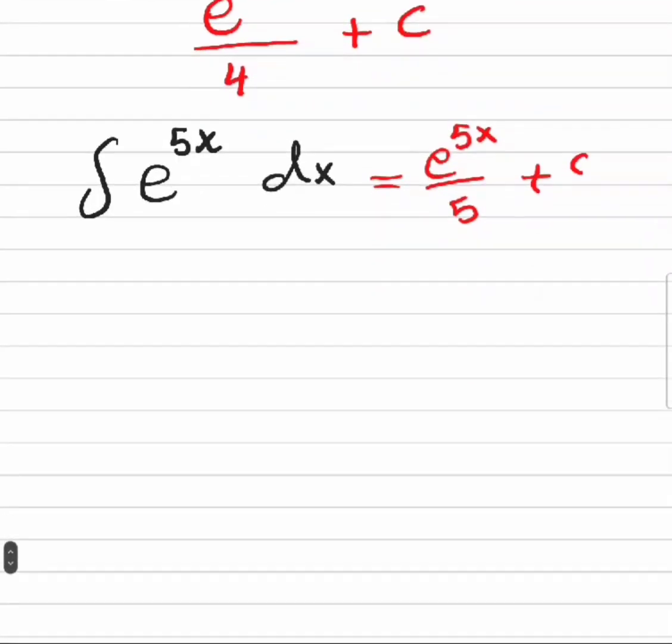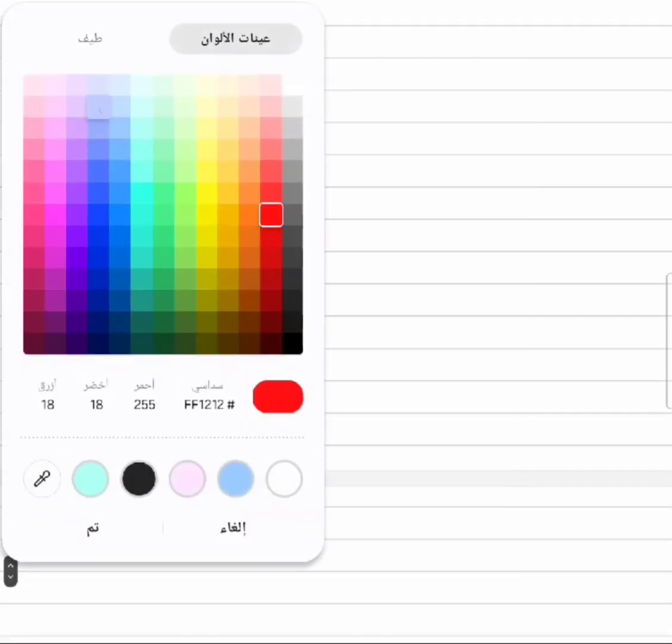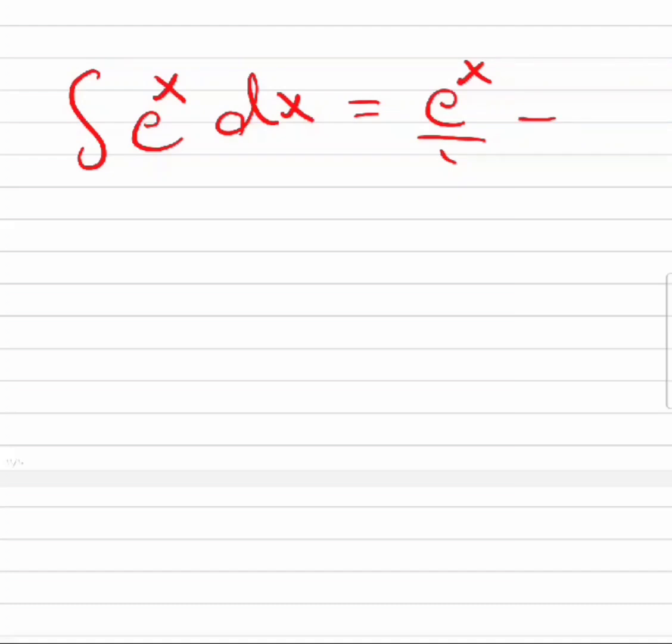So what about e to the x? It's going to be e to the x divided by the derivative of x, which is 1, plus c. So the antiderivative of e to the x stays the same. It's just e to the x.